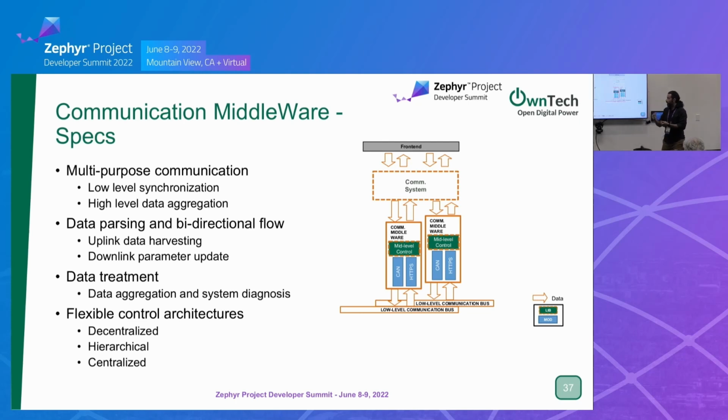So we need a multi-purpose communication with data parsed in bidirectional flow, with some sort of data treatment, data aggregation, and system diagnosis as well, so we can know if the power converters are failing, if there's a problem on the bottom. And in power electronics applications like grid control, grid injection, grid forming, or some other applications, battery charging and so on, you might have different control architectures. You might have a hierarchical control architecture. You might have a decentralized one, where each power converter is handling its own target. Sometimes they're sharing information between themselves. So you need the flexibility to be able to deploy different types of control architectures.